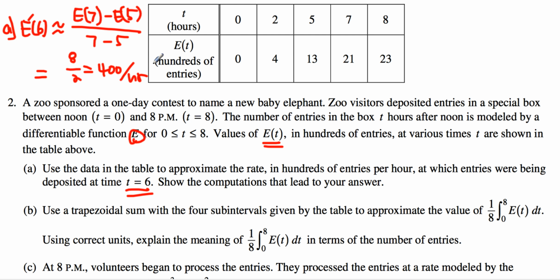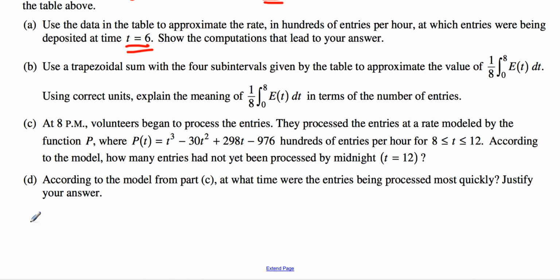Part B. Use a trapezoidal sum with 4 subintervals. So basically we are looking at the first one here, second one here, and third one here, and the fourth one. And that will be our dimensions for the trapezoids. Now, to approximate this value, we're going to try to do this one on the bottom. And using the correct unit, we need to explain the meaning of this. So, first, let's go for this one.